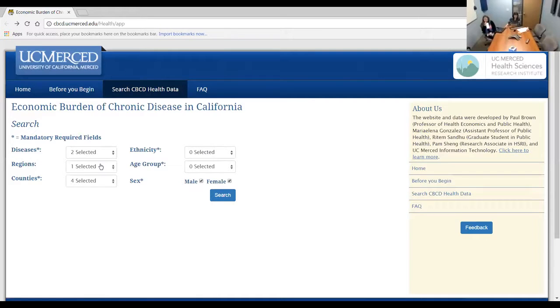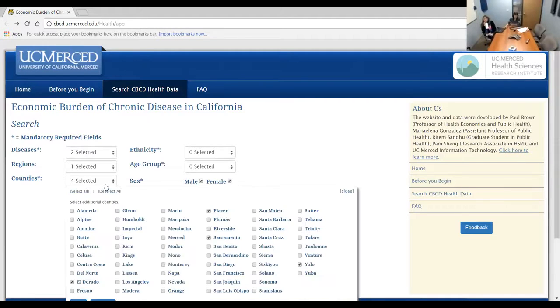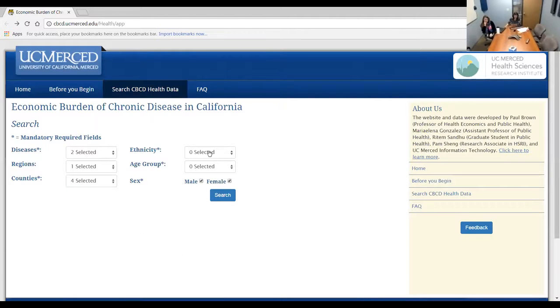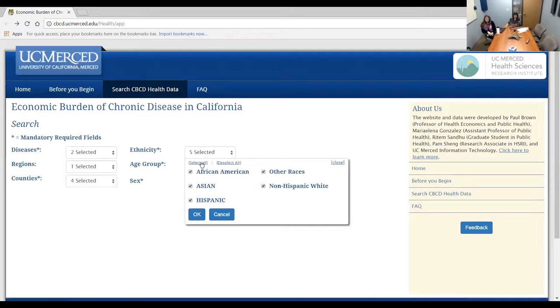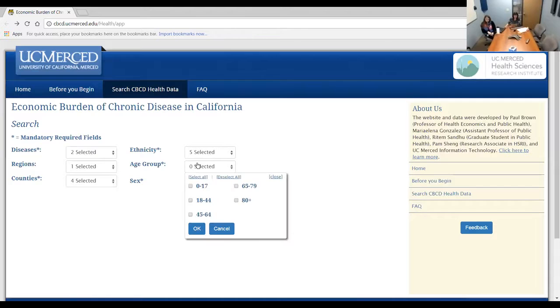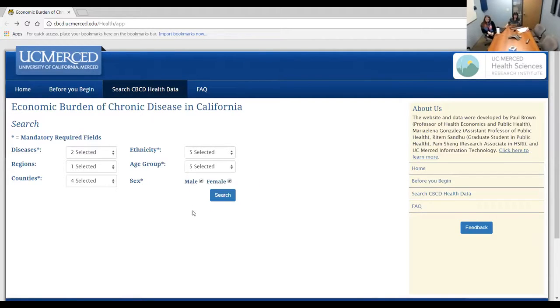If you didn't want to select a large region like that, many of you may select specific counties. You can see this automatically selected the 4 counties that are represented in the Sacramento region. You can uncheck or select more counties and refine it so that it's at the county level that's most appropriate for you. For ethnicities, I want to look at all races and ethnicities. For the age group, I also want to look at all age groups, so I'm going to select all. And I'm going to look at both males and females and click search.